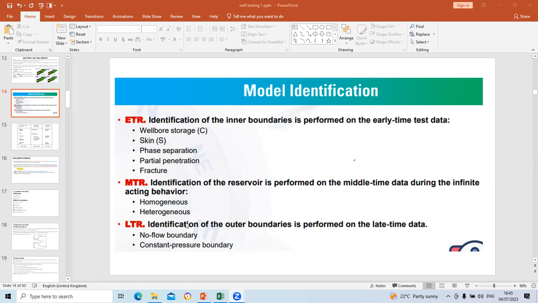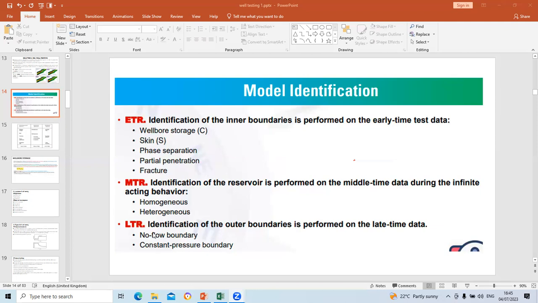Then when we get to the late time response, we may have a no flow boundary or a constant pressure boundary. We may have a no flow boundary, a situation where there is no way the fluid can cross that boundary. No amount of fluid can cross that boundary. But you may have a situation where that fault is not actually a sealing fault, so that the fluid can flow a little bit within the fault, but not that much. In that particular case, it is not a no-flow boundary.